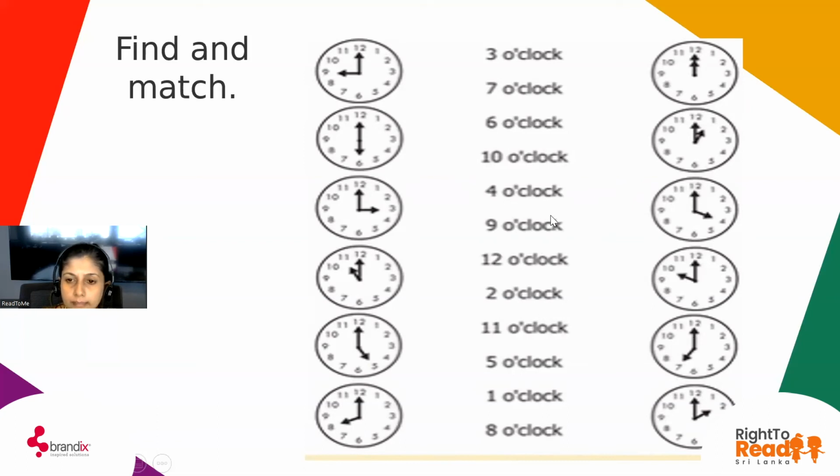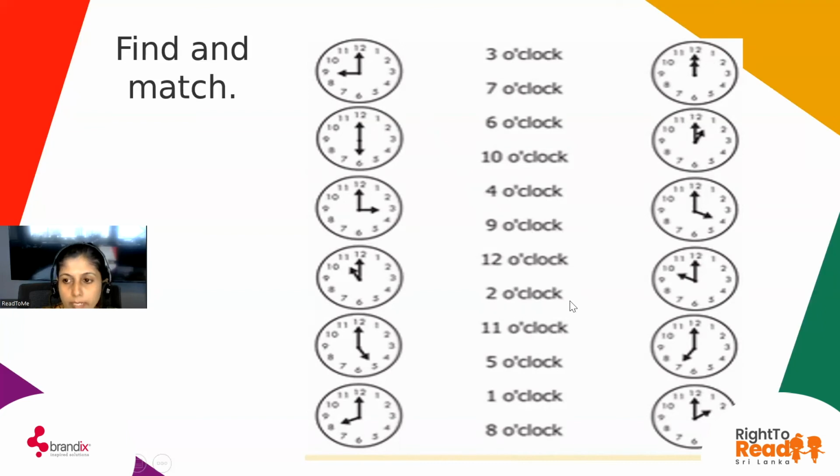Shall we check the answers now? 4 o'clock, that means 4. Shorthand should be on 4, number 4. 9 o'clock. Again, the shorthand should be on number 9. 12 o'clock. Now look, children, now see the first one. Both hands are on number 12. When it is 12 o'clock, both hands should be on number 12.